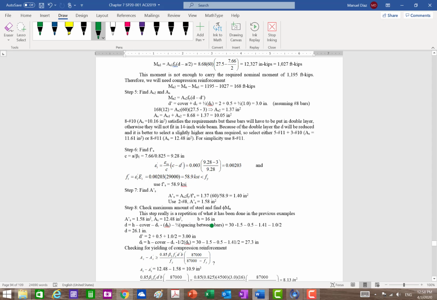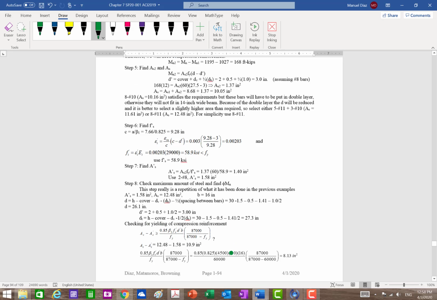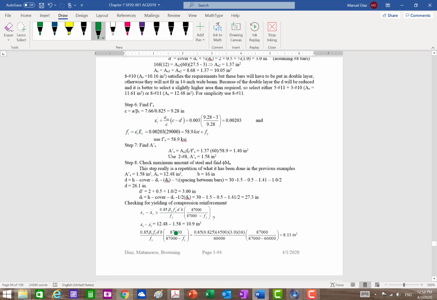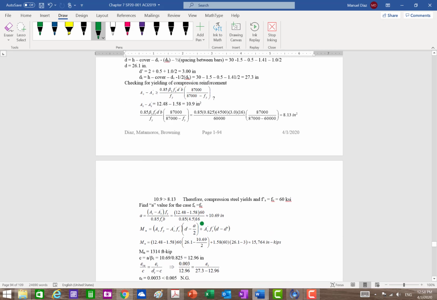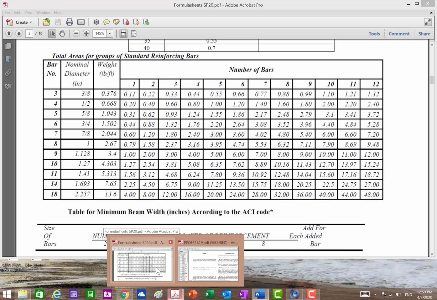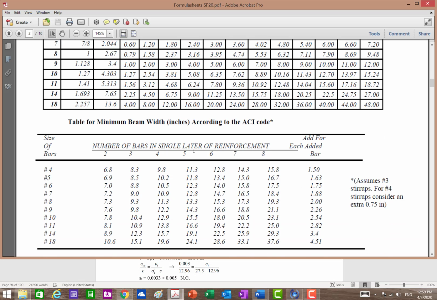Find our D based on the number 11s, right? And then find our D sub T. Go and check yielding of the compression reinforcement. Compression steel yields. Well, that makes it simple. So now all I have to do is use this formula for the A. I have to find the neutral axis. Right? Formula for A. And all this is given in your design aids, okay?